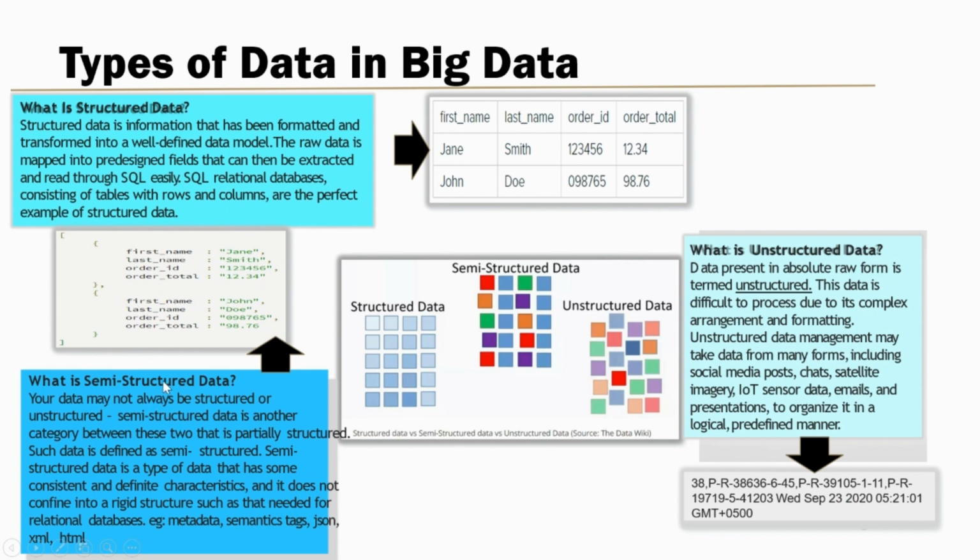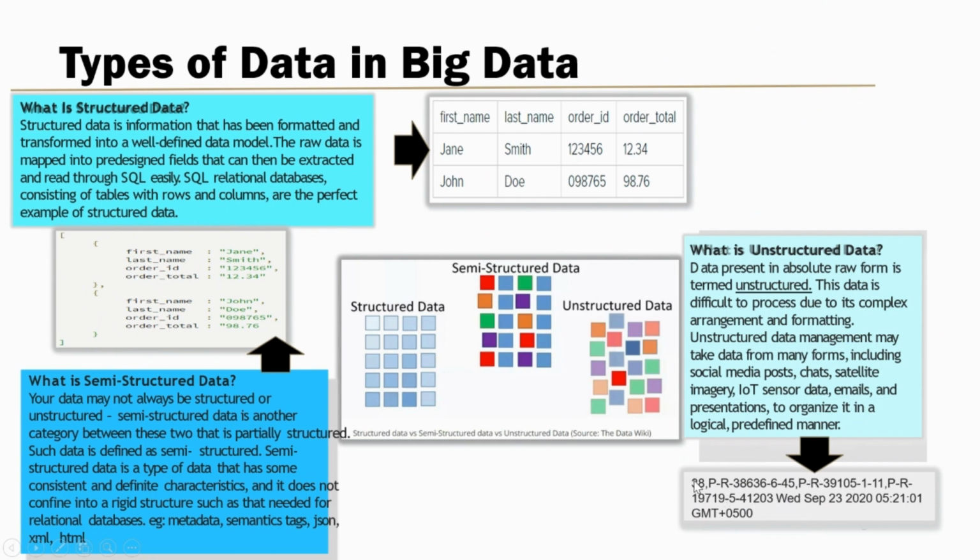Okay, and this is called unstructured data. Unstructured data means data present in absolute raw form is termed unstructured. Like, see, this is the data. This is mixed data. In this data we can see there is date and time, and it is giving the GMT, and other things are there also. So these are in the raw form, and we have to make them structured, and then we need to store them.